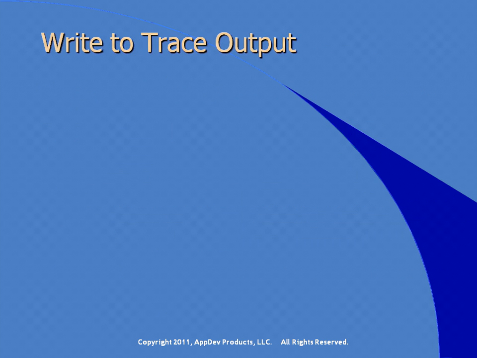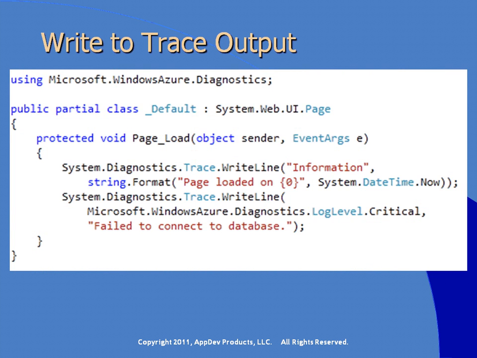Now, it's also possible to write to the trace file, and this is possible simply by using the trace class of the System.Diagnostics namespace. As shown in this example here, you can use the trace class to write your own tracing information to the trace output. For example, on the page load, we're writing that the page is loaded on, and then applying a date. Then we're adding a critical entry stating that it has failed to connect to the database. So this simply uses the trace class of the System Diagnostics namespace to easily write your own trace information to the trace file.